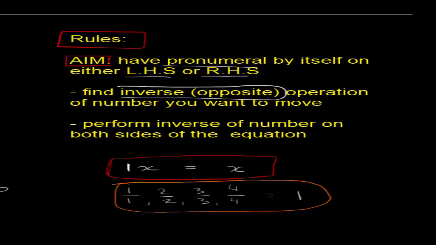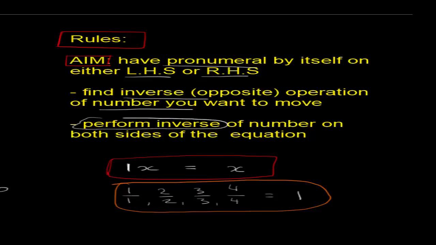So in this case, if we're trying to move 2 times x, well, what's the opposite of times? It's divided by. So if it's 2 times x, we'll divide both sides by that same number, by 2. So we'll try to find the inverse of whatever we're trying to move, and then we're going to perform that inverse calculation on both sides. So if we're dividing by 2, we're going to divide both sides by 2.